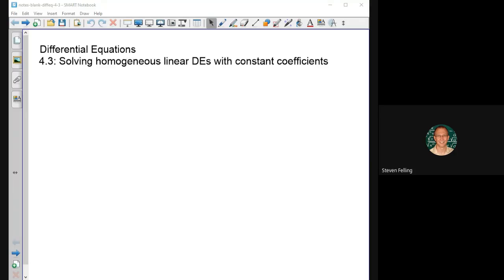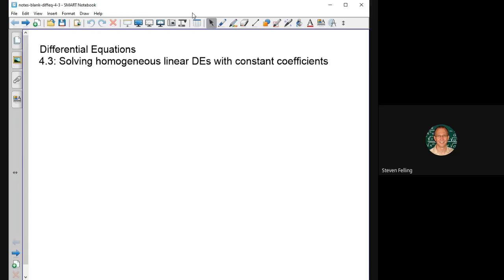Okay, this is going to be the video for section 4.3 for differential equations, which is solving homogeneous linear differential equations with constant coefficients. So we'll have our first higher order method where we don't have to be given a solution. We can come up with a solution from scratch.